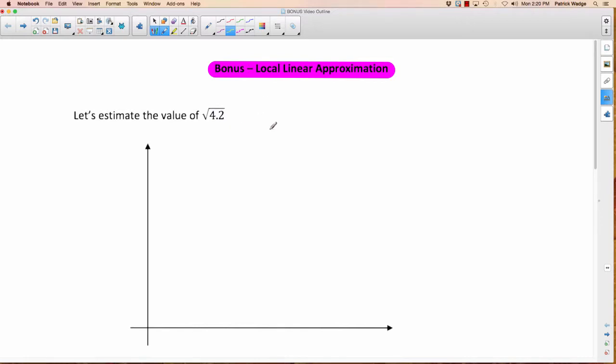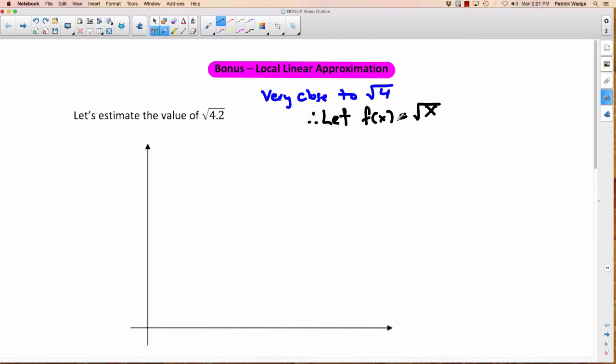But we're going to find a method for solving questions of this type. So the first thing to recognize here is that whatever our answer is, it's very close to the square root of 4. So we're talking about the square root of 4 here, we're talking about the square root of 4.2 here. So why don't we create a function, let f of x equal the square root of x.